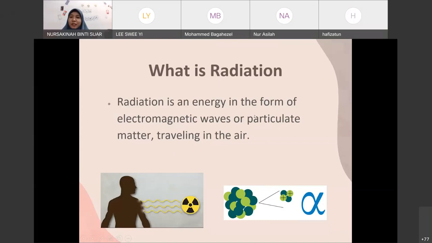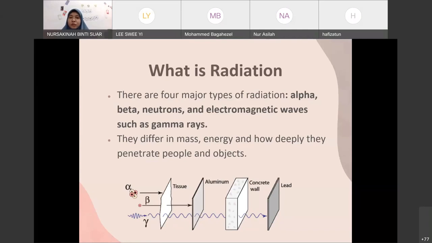There are two keys here when we talk about radiation. The first one is the energy, and the second one is that it travels. Then you have energy that travels in the air, and it comes in two forms: electromagnetic waves and particulate matter. We have different types of radiation as well: alpha, beta, neutrons. These are ionizing radiation, and electromagnetic waves contain both ionizing and non-ionizing radiation. Because they differ in mass and energy, their penetration ability also differs.